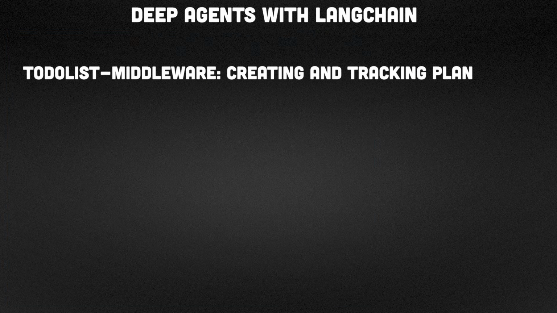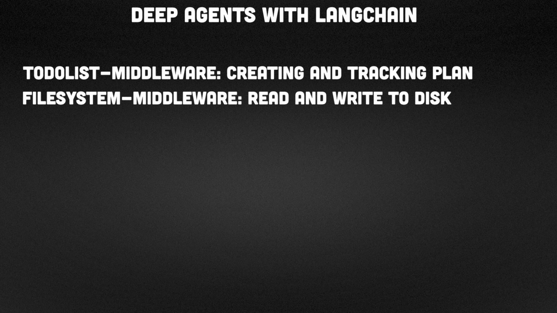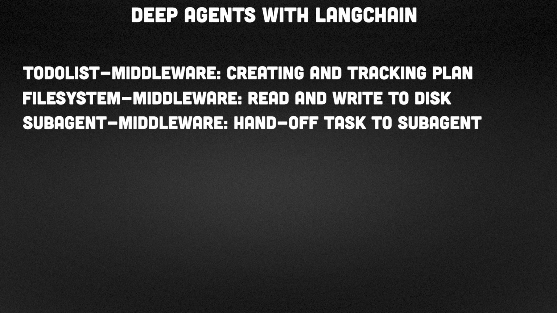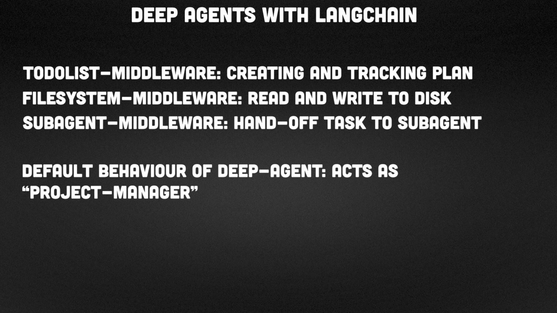So the to-do list middleware is for planning. The file system middleware is for file operations. And most importantly, the sub-agent middleware. So by default, the agent is configured as a project manager. It gets tools to manage its own state before it even calls an LLM for the first time.